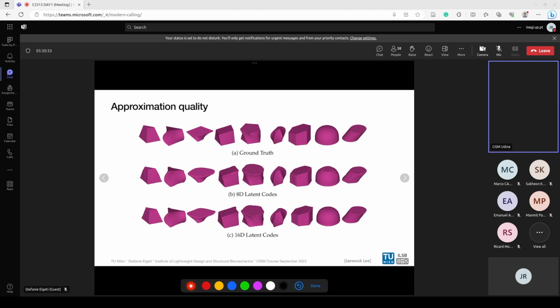But with 16 latent codes, it's already quite nice. And I mean, 16 parameters, if you compare to a spline, I think it's quite reasonable for such shapes. Please, yes, you have a question. Is the distance function continuous? In our case, yes. The reason for using the signed distance function was the smoothness or the continuity.